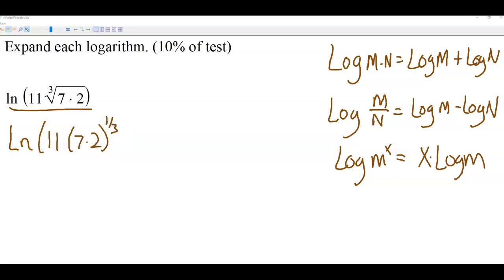So that third root there is actually going to be a 1/3 power. And then what we're going to do is distribute this power in, and when you distribute that in, you're going to multiply it by the powers that are already there, which in this case are 1s. So it looks like this.